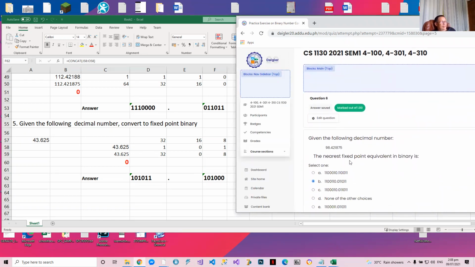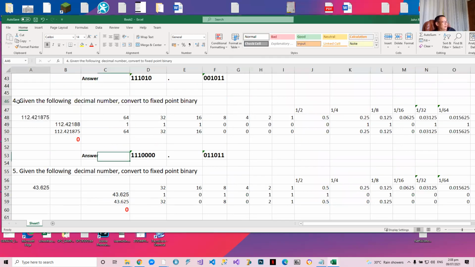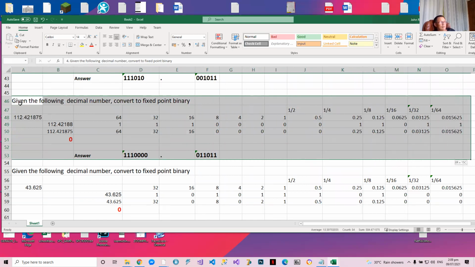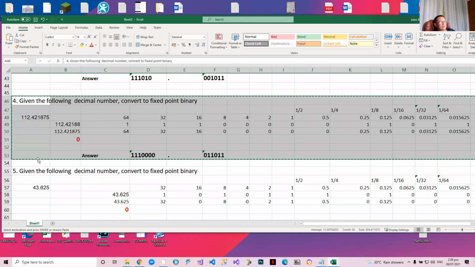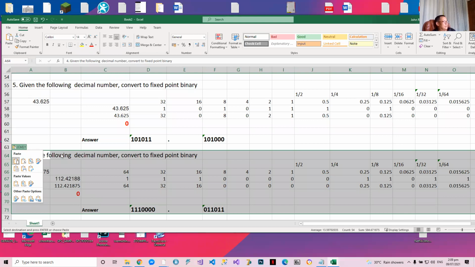Fixed point pa rin. Given the following, we have 98 this time. Okay, so 98 we cannot start with 32 because there's a 64 which is covered by 98. Do you follow? So we can use our solution in number 4. Because 98 is covered by 64. Okay, but it's not covered by 32 because we need 64. Okay, you get my point? We'll just copy this. This is now number 6.